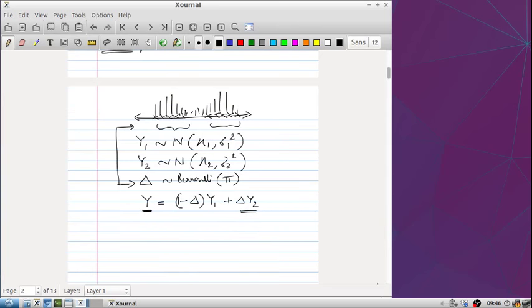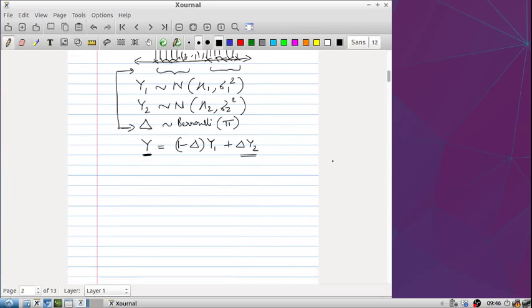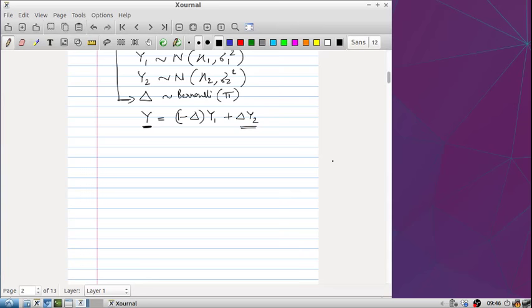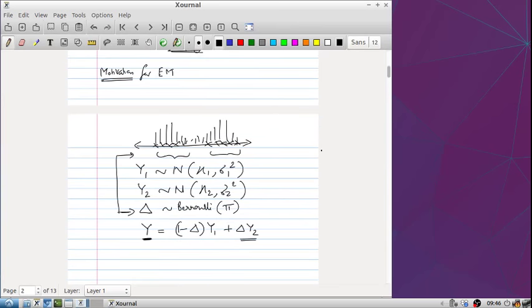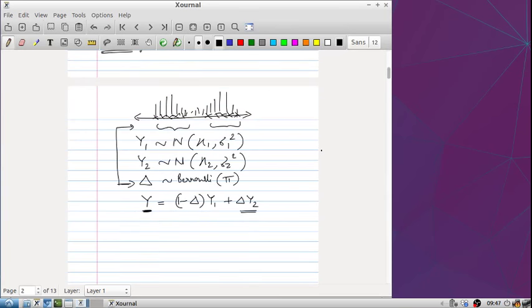Any questions about this part? No, delta is a random variable. And the sum of both the deltas should be 1. There's only one delta random variable here. Yeah, it's Bernoulli. It only takes value 0 or 1.